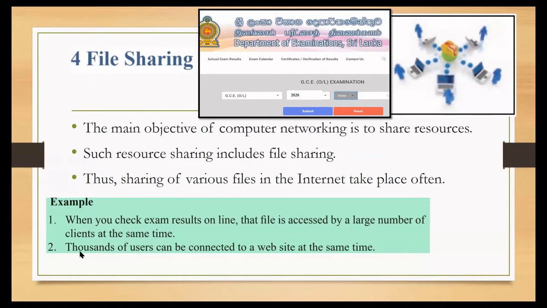Okay, then next one, thousands of users can be connected to the website at the same time, right? We don't know who the users are, but there are so many users connected to the internet, and they are sharing the same file at the same time, right? Think about the Wikipedia site or something like that, or a YouTube channel. That is what we call file sharing. Normally we are doing that file sharing process. So this is one of the other services of the internet, right?